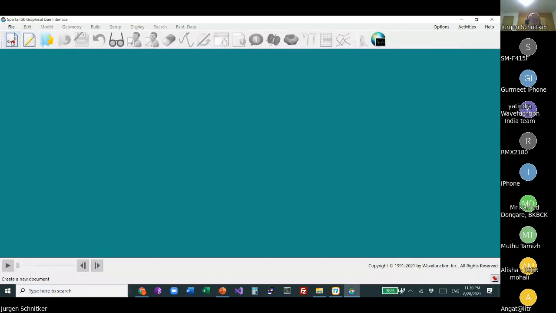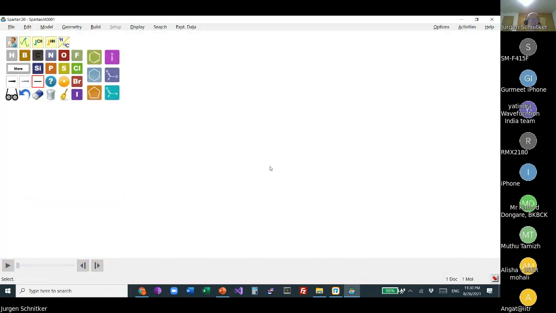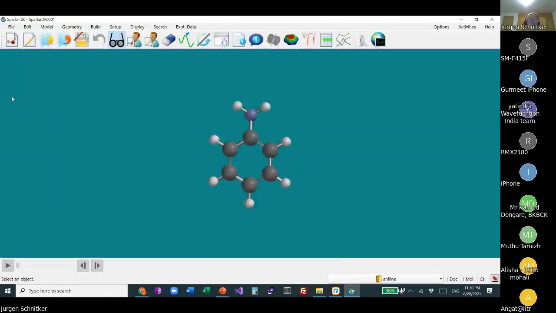Okay, let's look a little bit at how to build models, calculate the equilibrium structure and look at some graphical models. So I will use the 2D sketcher, the equivalent of ChemDraw, if I want to build aniline. It just works like this. Then there's always a cleanup here, structure cleanup, and then I go back by clicking on the glasses to get to the 3D model.